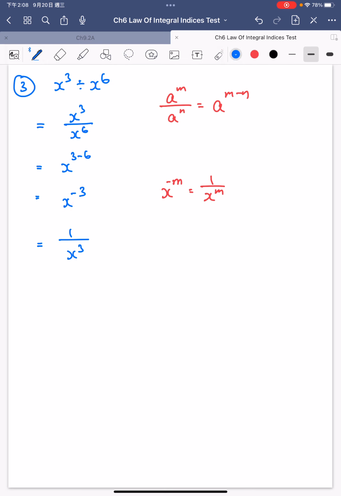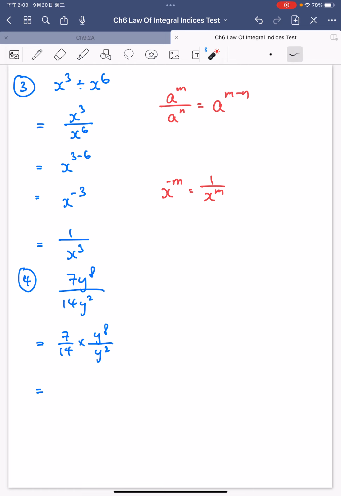All right. For the next question, number 4, we have 7y to the power of 8 divided by 14y squared. First of all, we can separate it into two parts. We have 7 over 14 times y to the power of 8 divided by y squared. For 7 over 14, we can simplify it by dividing by their common factor, which is 7. Then 7 divided by 7 gives you 1, and 14 divided by 7 gives you 2.